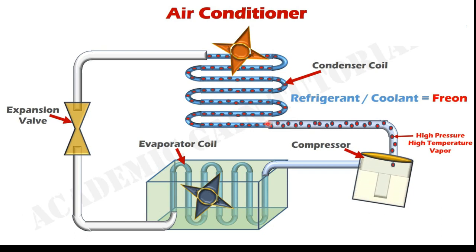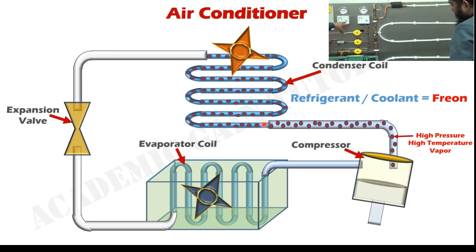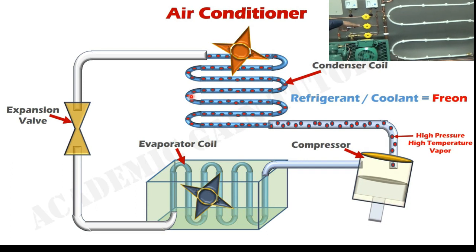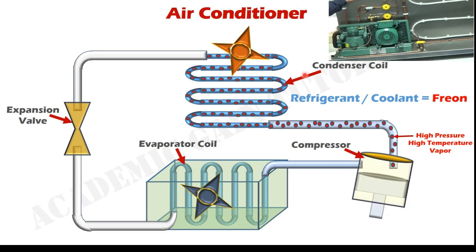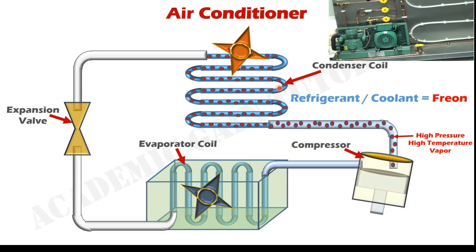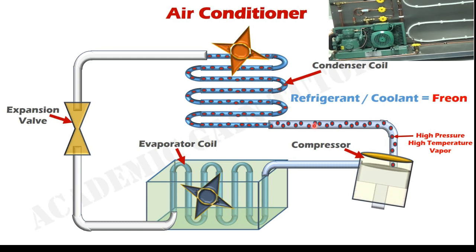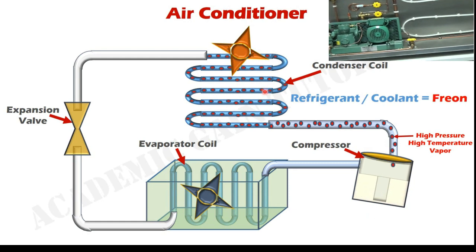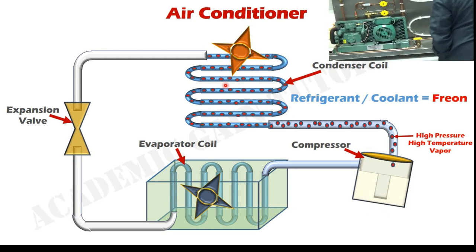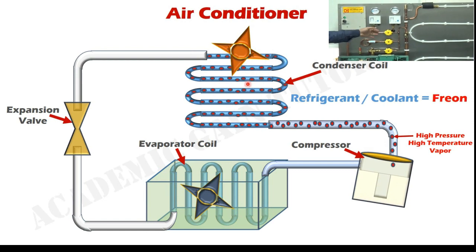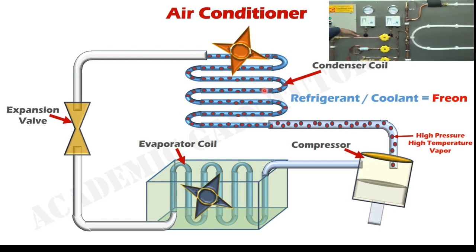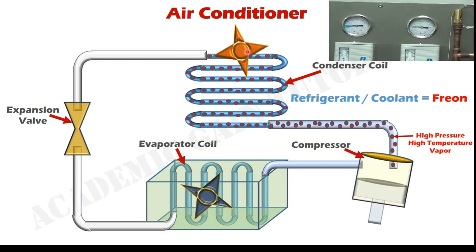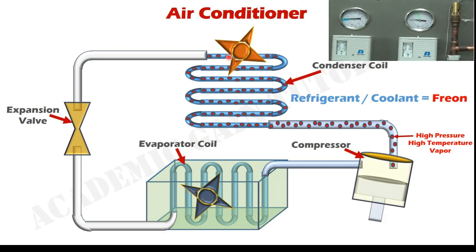So let us discuss the application of the principle. We can see in the image that we are using the compressor here, and the compressor is connected with the condenser line, the condenser line is connected with the expansion valve, and the expansion valve is connected with the evaporator line. So what is happening here is that the compressor compresses the coolant, and after that the coolant is at high pressure and high temperature, and then goes to the condenser.